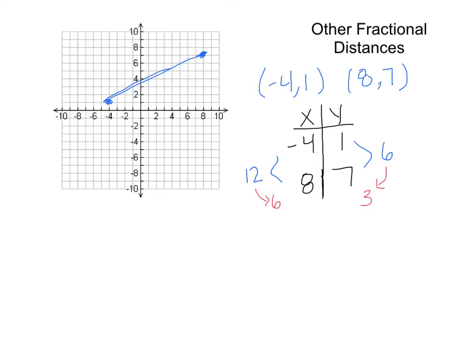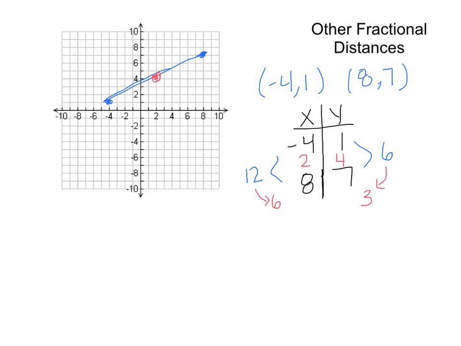So we start with our first x, we add the fractional distance, which is 6, and we end up with the point where the midpoint lies. Same thing with the y's. We had the whole distance, we start out at the 1, and then we add in that half distance, which is 3, so we end up with 4. So our midpoint in this case is 2, 4.